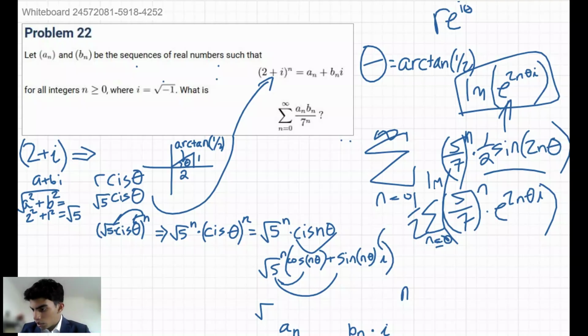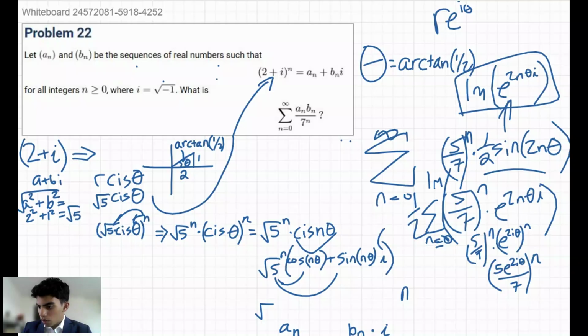Okay, well now we can solve for this by obviously using our geometric series formula. So that would just be, if we move the n to the outside, this would essentially just be e to the 2i theta to the n. And so we have 5/7, and we can combine these two to make 5e to the 2i theta on 7 to the nth power.